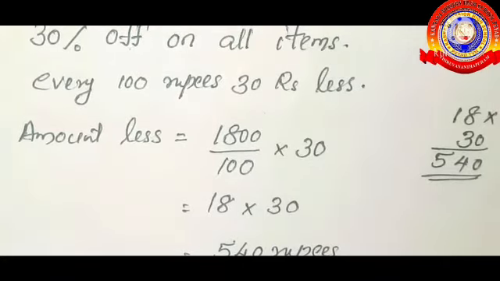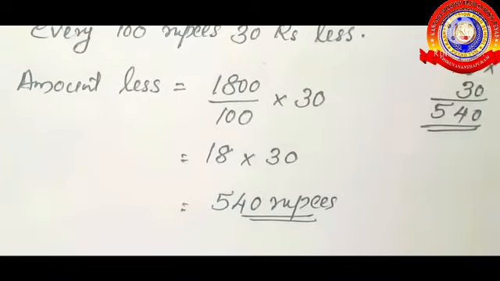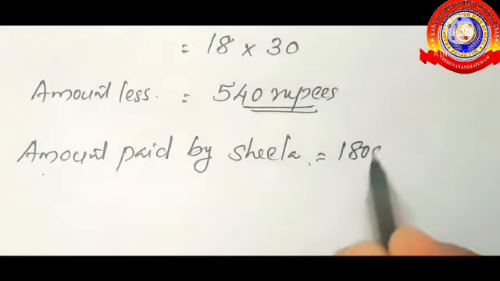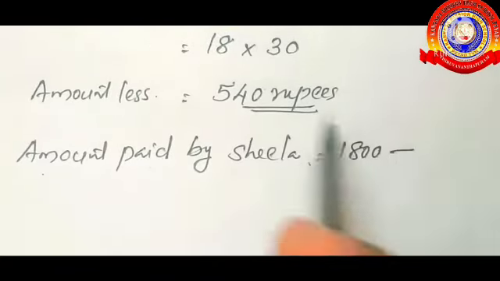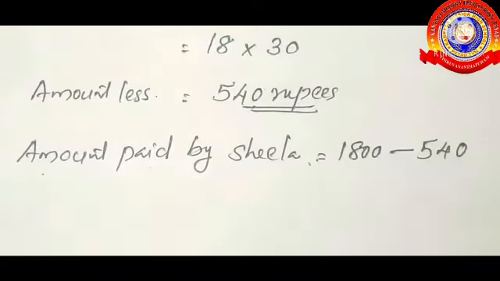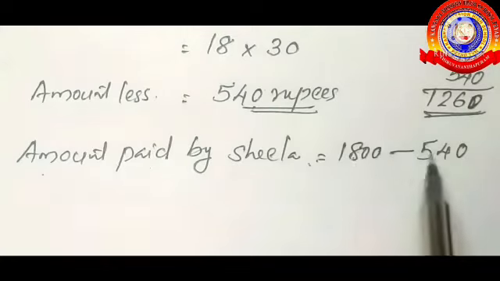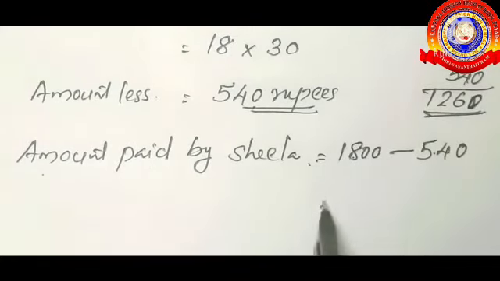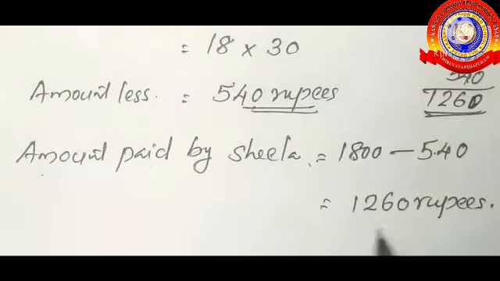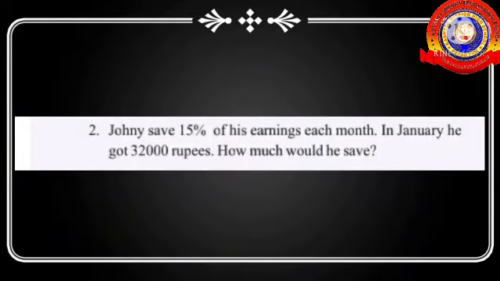Then, amount paid by Sheila is equal to given amount of cloth minus less amount, which is 1,800 minus 540, which is equal to 1,260 rupees. So, amount paid by Sheila after reduction is 1,260 rupees. Then we move to the second question.